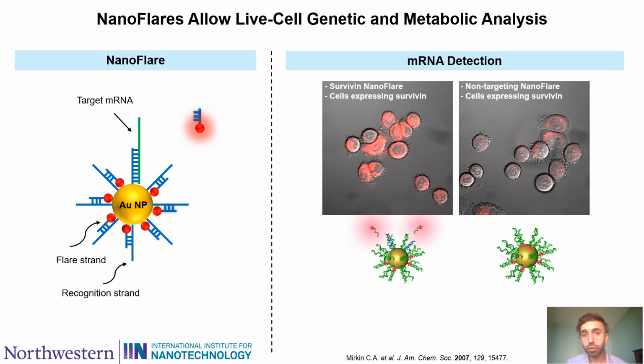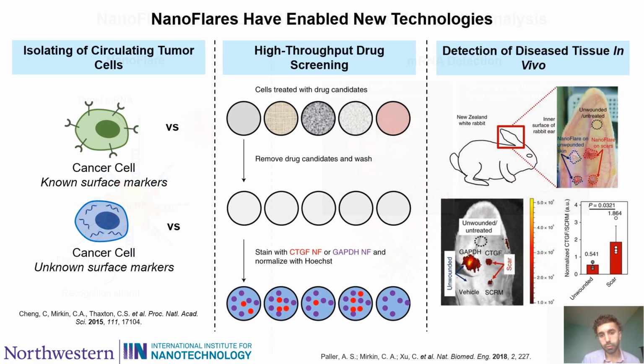At the time that the nanoflare was introduced, it was actually the only way to measure the genetic content of live cells at single cell resolution. And the real beauty of this approach is that the recognition strands on the surface don't need to be complementary to some mRNA. They can be recognition strands that are aptamers that recognize small molecules, ions, or proteins. And because of these capabilities, the nanoflares enable a lot of very important studies and technological innovations. For instance, nanoflares have been used as the first platform capable of isolating circulating tumor cells from blood based on genetic signatures. They've also been used for high throughput drug screening and the detection of diseased tissues in vivo.